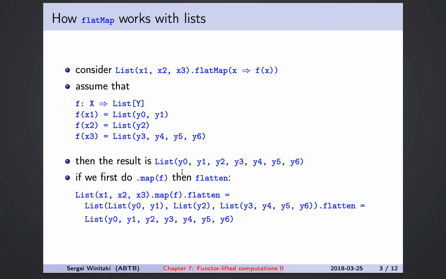So the flatMap will put all of these values together in one list. If we first do map and then we do flatten, then what happens is that the map will replace each of these x1s with its corresponding list. x1, x2, x3 will be replaced by these three lists. So that would be a list of lists of y. Then you flatten that, and then you get a simple, flat list.